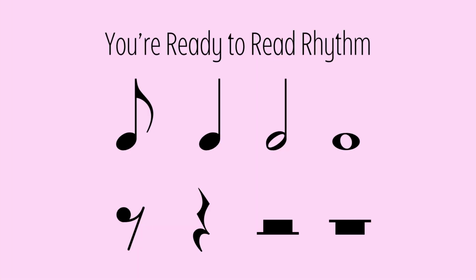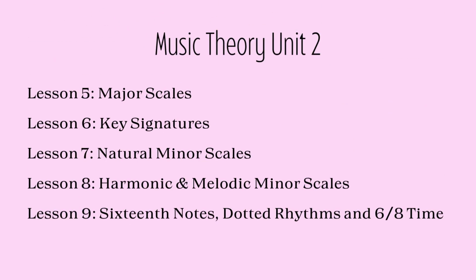This lesson builds the foundation for reading rhythm confidently. You now know the basic note values, the matching rest values, and how to understand simple time signatures like 2/4, 3/4, and 4/4. Now that you have a foundation in basic rhythm and time signatures, we're ready to move into Unit 2. In the next lessons, we'll look at major scales, key signatures, natural minor scales, harmonic and melodic minor scales, and then return to rhythm with 16th notes, dotted rhythms, and 6/8 time.